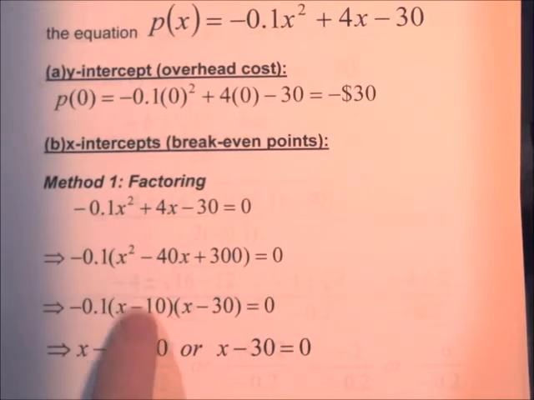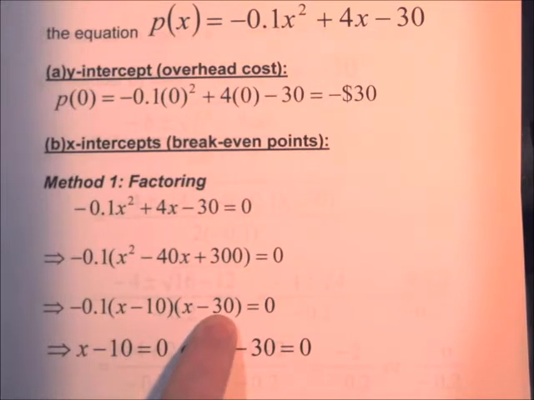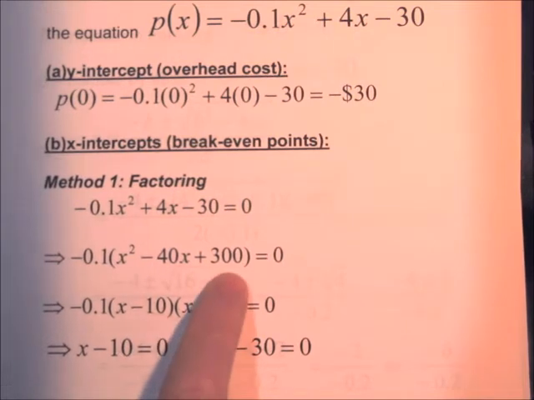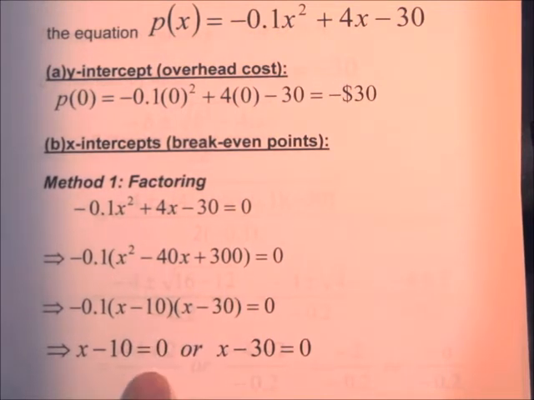X times x is x squared. Outer product is -30x. Inner product is -10x. Combine those, you get -40x. Last times last, -10 times -30 is 300. So then we'll use the zero product rule. If you have a product equal to 0, one of the factors is 0. Well, -0.1 is not 0, so that leaves two possibilities: either x minus 10 is 0 or x minus 30 is 0.